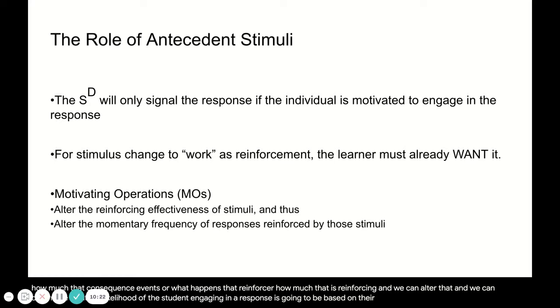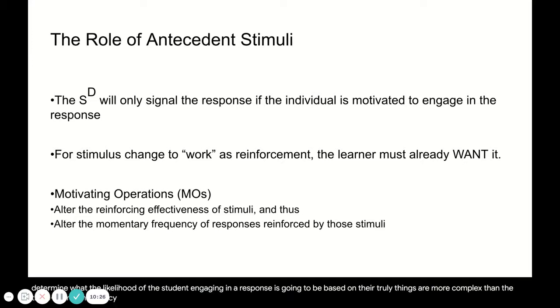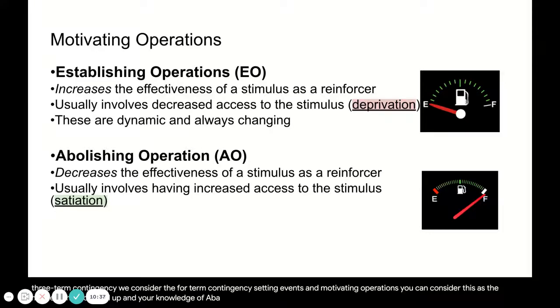It's understanding that truly things are more complex than the 3-term contingency. We consider the 4-term contingency, setting events and motivating operations. You can consider this as the moment that you level up in your knowledge of ABA. So motivating operations, as said, there are two primary types. There are establishing operations and abolishing operations. EOs and AOs are the two types of MOs.